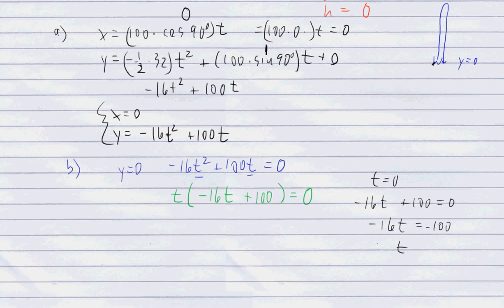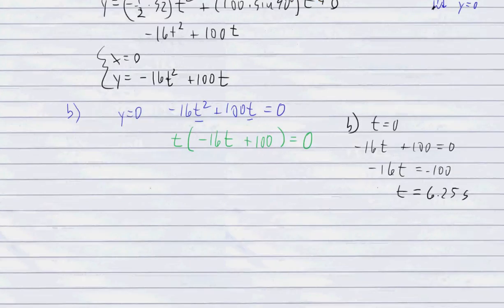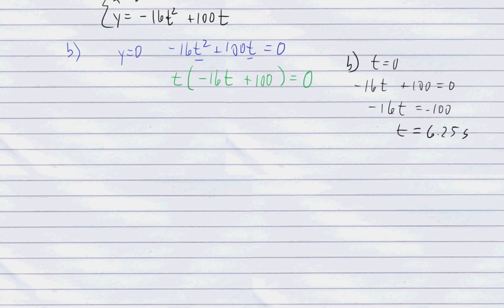So the ball is in the air for 6.25 seconds. So that is the answer to B, how long is the ball in the air. Now, we get to C, and if you'll recall, scrolling back up, when is the ball at its maximum height, and we want to determine the maximum height. Well, okay, one way of looking at that, since it's straight up and straight down, the ball is going to be, I'll put it over here, at its maximum height halfway through its travel.